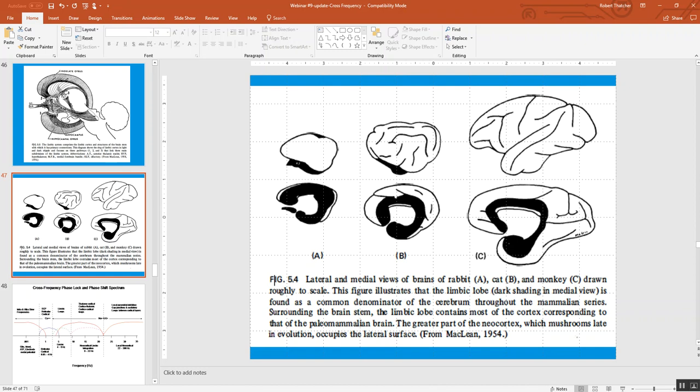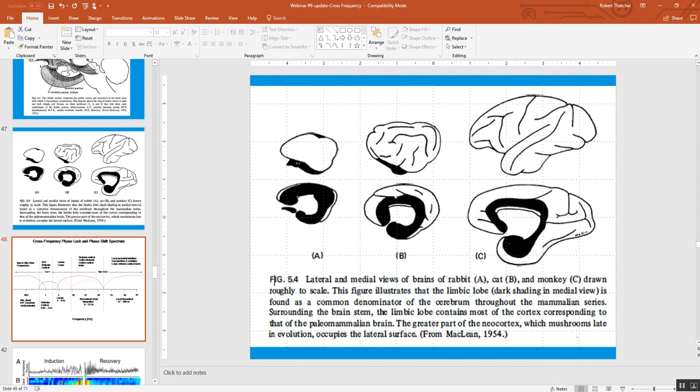And what's happened is there's been an expansion of the cortex, a modular reorganization. Dolphins have a very large temporal lobe to do sound localization. Human beings have a very big frontal lobe to create planning and goal-directed behaviors.